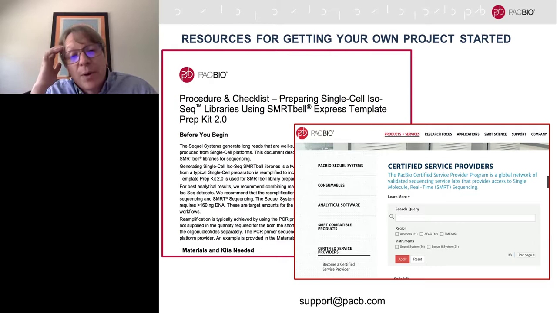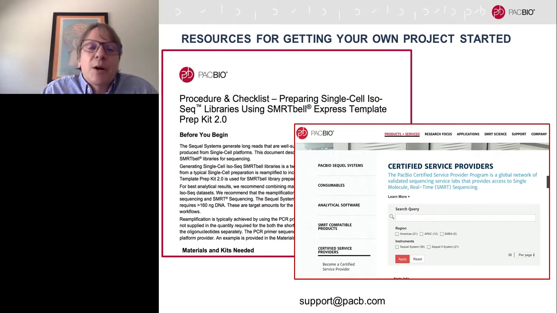If you don't have a PacBio instrument, you can do these experiments and amplify your DNA and then send it off to one of our certified service providers. And these are all over the world. And I've put a picture here of our certified service provider website. You can search for where you are in the world and find somebody that can sequence your sample. You can also reach out to support@pacb.com, which can give you an eye into some of the technical details you might need, or put you in touch with people that can help out, such as me.